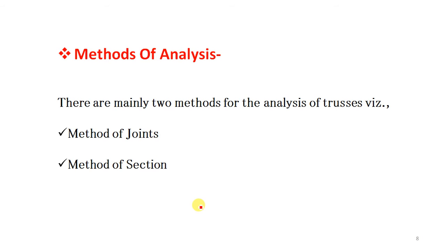So, method of analysis. There are mainly two methods of analysis. First one is the method of joints and another one is the method of sections. These two methods are available in our syllabus. So we are going to solve the numericals by using method of joints and method of sections. When to use method of joints and when to use method of sections, we are going to elaborate afterwards.